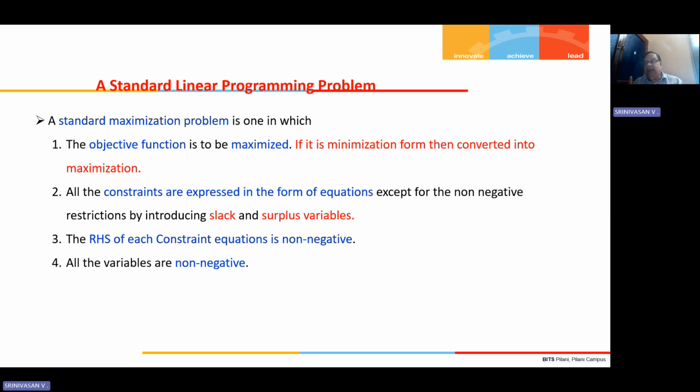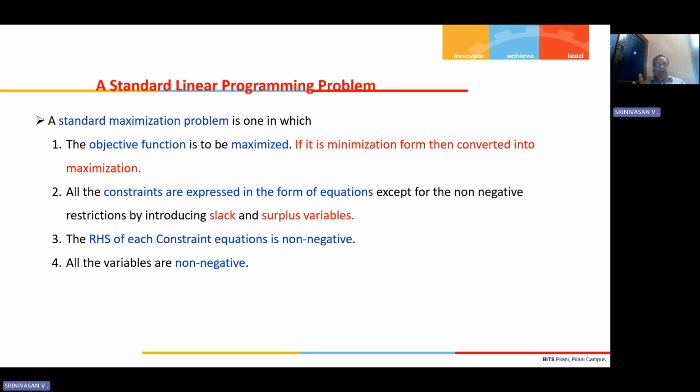That is also to be taken into account. So the right-hand side constant should also be non-negative. All the variables are non-negative. Variables mean decision variables, x1, x2, etc.